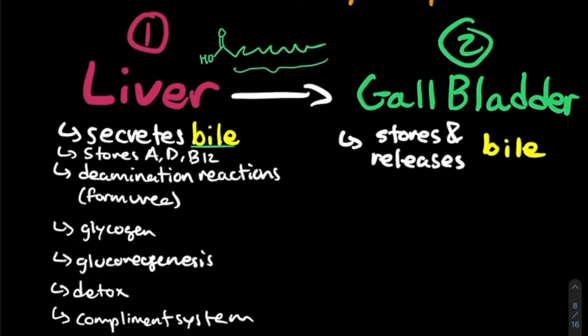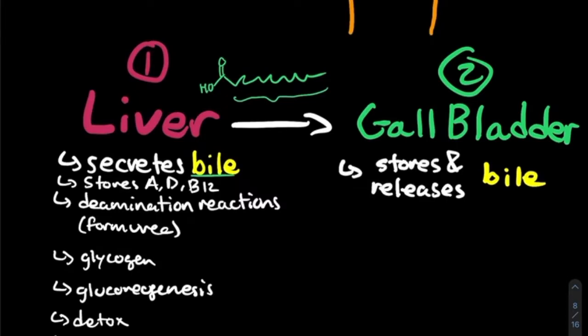The liver also helps us to store vitamins A, D, and B12. It's involved in deamination reactions, which help us to form urea, which is then excreted out of the system. It's also involved in protein breakdown a little bit. We have glycogen that's stored and broken down there. We have gluconeogenesis that takes place here, detoxification, and the complement system, which is a part of your immune system. So a bunch of stuff is taking place in your liver, and you should really love your liver. But the important thing that you should know for this is that it secretes bile.